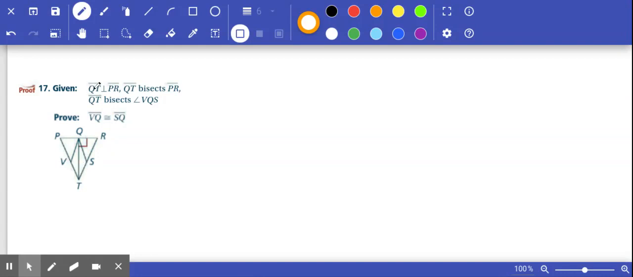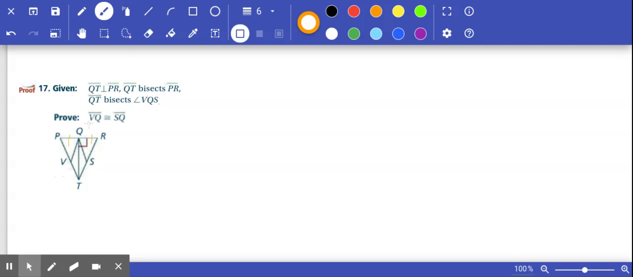All right, so we're given that QT is perpendicular to PR. That means that this line is perpendicular to this line, which actually we can see right there. It's marked with a right angle. QT bisects PR, right? So if I marked a little line, I could say that this line and this line were congruent, right? And then it says that QT bisects VQS.